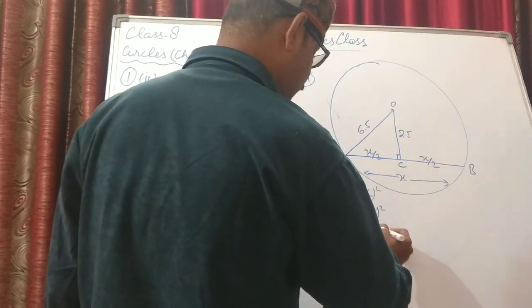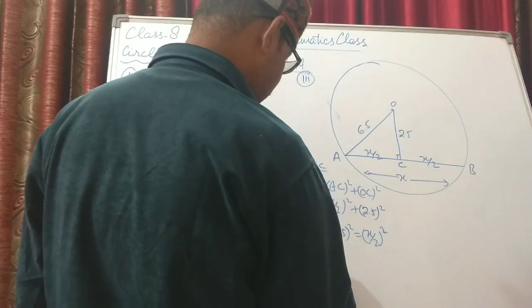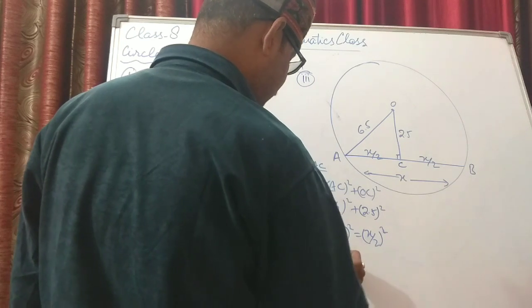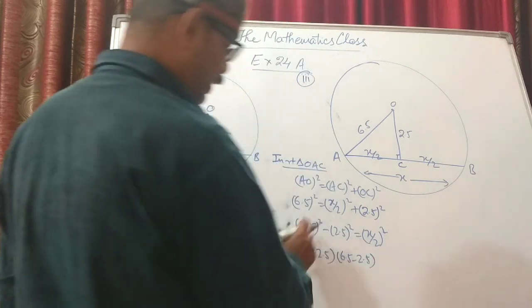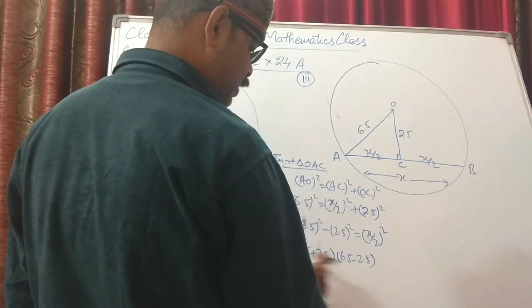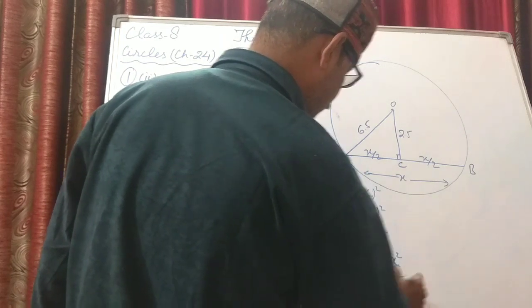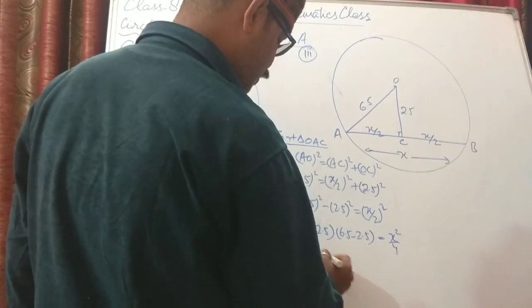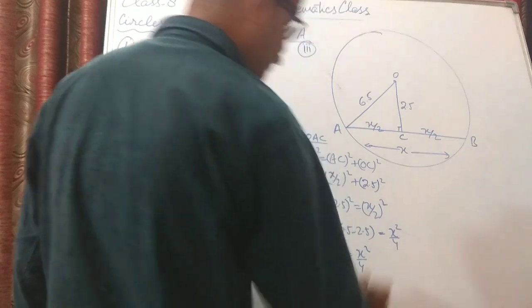When we solve it, we know the formula a square minus b square is a plus b times a minus b. So this can be written as 6.5 plus 2.5 and 6.5 minus 2.5. In factorization you have studied this. So that is equal to x square upon 4. 6.5 plus 2.5 is 9, and 6.5 minus 2.5 is 4, so 9 times 4 is 36, which is equal to x square upon 4.